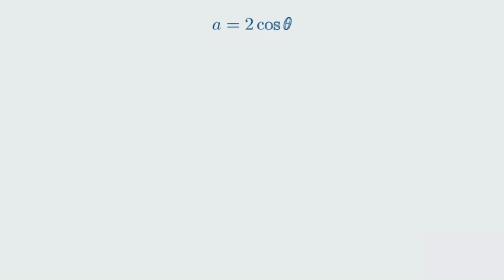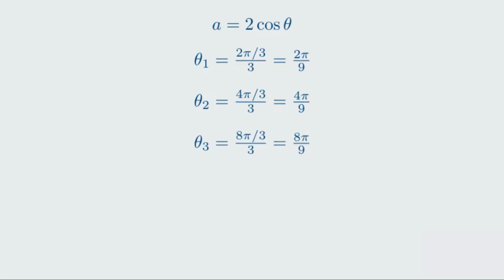We've done all the hard work. Now, we just need to convert these back to our variable a. Remember our substitution: a equals 2 cosine theta. So, to find the roots, we calculate 2 times the cosine of the theta values we just found. First, let's find the theta values themselves by dividing each of our 3 theta values by 3. Theta 1 is 2 pi over 9, theta 2 is 4 pi over 9, and theta 3 is 8 pi over 9.